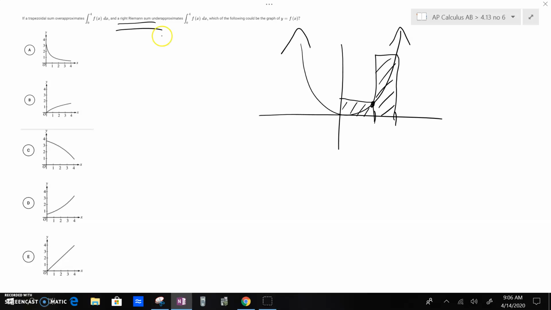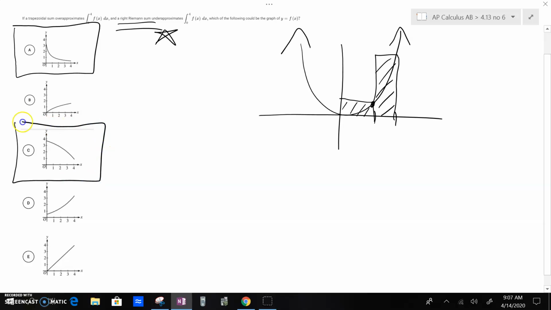So just for this part of it, the right Riemann sum being an under-approximate, you get down to, here's a decreasing function, so it could be true for A, and then here's a decreasing function, so it could be true for C. And then that's it. You automatically are able to toss out B, D, and E because they're all increasing functions, and much like our parabola, you would get an overestimate. So now you're down to a 50-50 shot, even if you're not sure what to do with that trapezoidal information, which our answers were split between A and C.